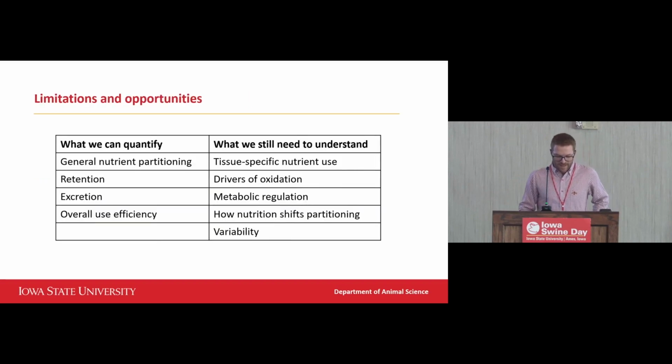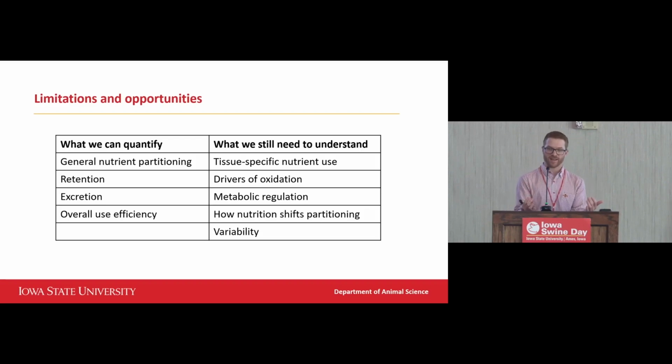And so at the end of the day, what does this framework allow us to look at? And then what are things that are beyond the scope of this framework that we need to start thinking about and continue looking into? And so through this, we can generally look at nutrient partitioning across kind of proteins, carbohydrates, and lipids, right? And look at generally where are those being partitioned and lost within the pig. We can understand retention, excretion, and then overall use efficiency.